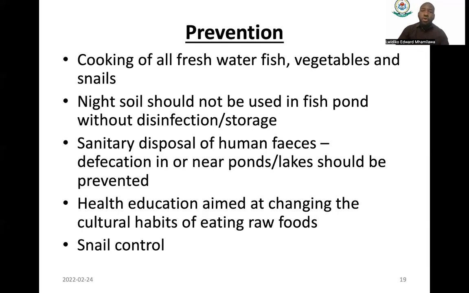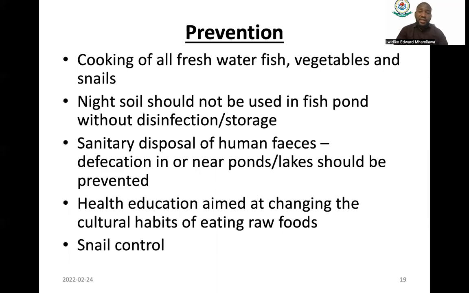Prevention: make sure you cook all freshwater fish, vegetables, and snails. If you eat the snails, cook them well. The night soil, which is an equivalent of feces, should not be used in a fish pond without disinfection or storage for a long time until the eggs die. And there should be sanitary disposal of human feces, meaning you should have toilets.